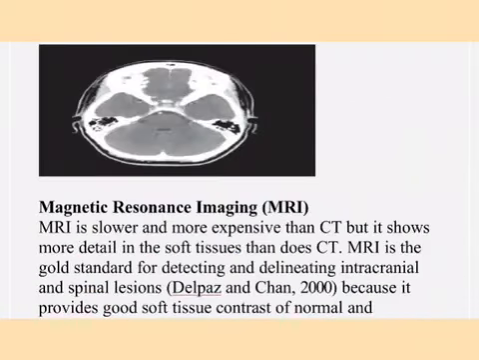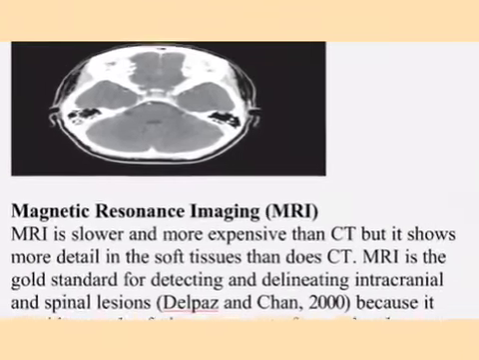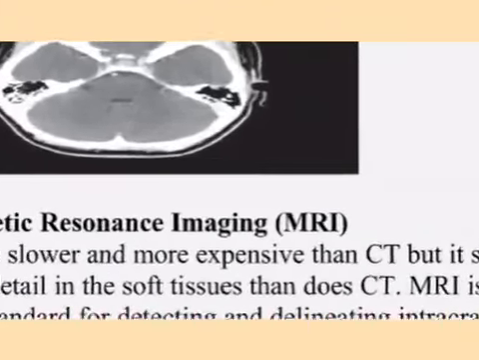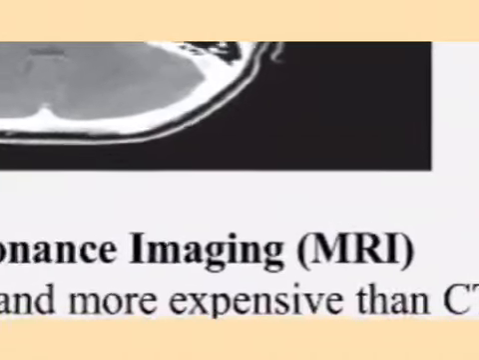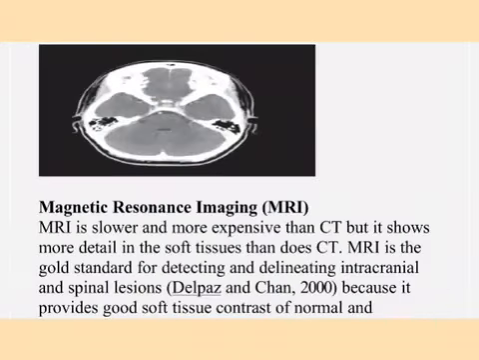Right here is CT's cross-sectional imaging. Right here is an illustration of an axial section through the brain, as seen with a CT scan. So it's shown right here.